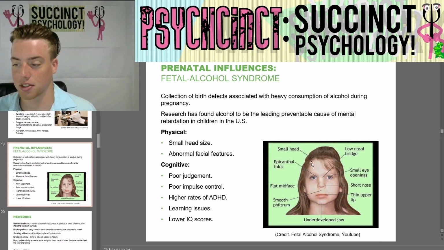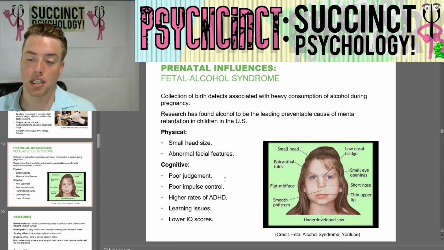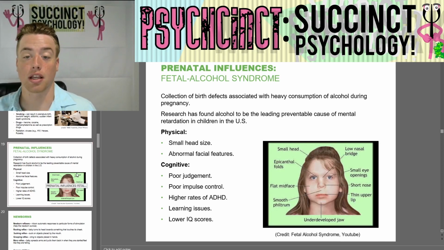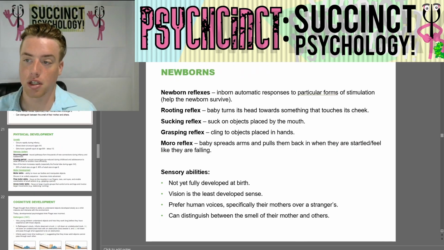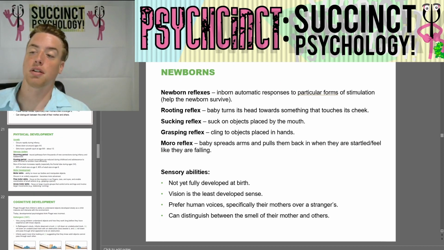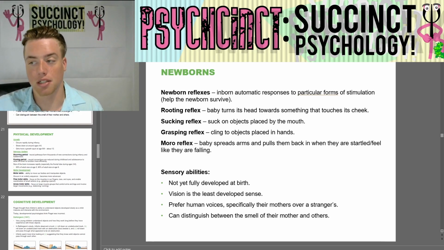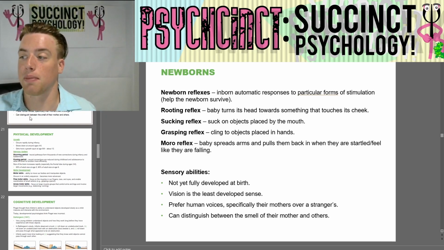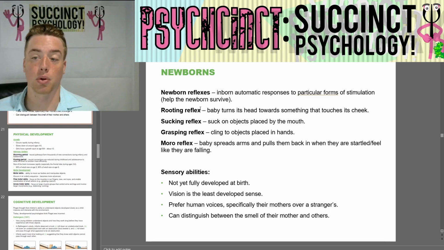So this is fetal alcohol syndrome from YouTube. Now, so again, those are the physical side effects. Now, cognitive could be poor judgment, poor impulse control, higher rates of ADHD, learning issues, and lower IQ scores. So, newborns. Newborn reflexes include our inborn automatic responses to particular forms of stimulation, and they help the newborn survive.